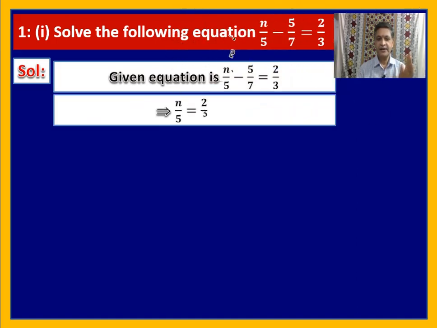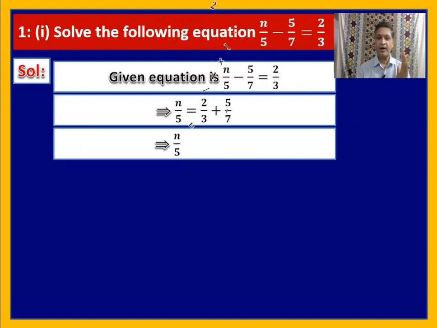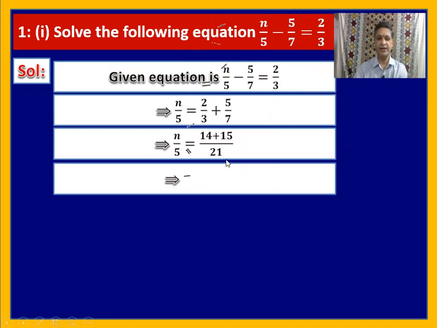So, we are sending the constant term to the right side. Then, n by 5 is equal to 2 by 3 plus 5 by 7. Take the LCM for the right side denominators 3 and 7. The LCM is 21. Therefore, n by 5 is equal to 14. Why should we write 14 here? Because 3 cancels in 21 7 times. So 7 into 2, 14, plus 7 cancels in 21 3 times. 3 into 5, 15. So 14 plus 15, that is 29 by 21.